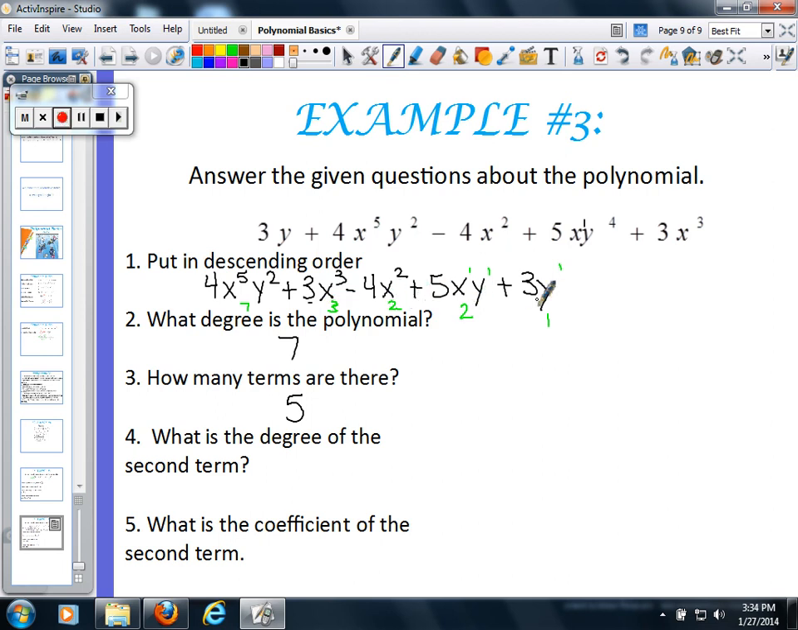What is the degree of the second term? So again, I look at the second term, I add up all the exponents of all the variables. So there's just an x to the third, so the degree of the second term is 3. And then what is the coefficient of the second term? The coefficient again is the number in front of the variable, so it is going to be a 3 as well.